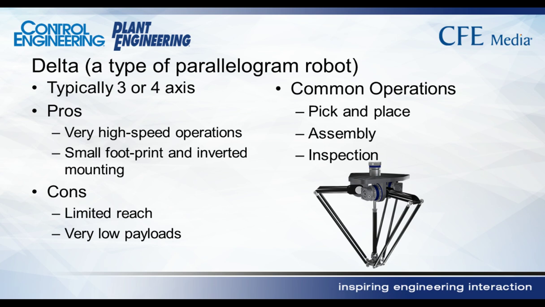Delta robots are a type of parallelogram robot with typically 3 or 4 axes. They excel in very high-speed operations, and their small footprint and inverted mounting is great for retrofits of existing conveyors. Delta robots are very commonly used in pick-and-place, assembly, and inspection operations, most commonly in conveyor applications. The downsides of a Delta robot are its very limited reach and very low payloads.